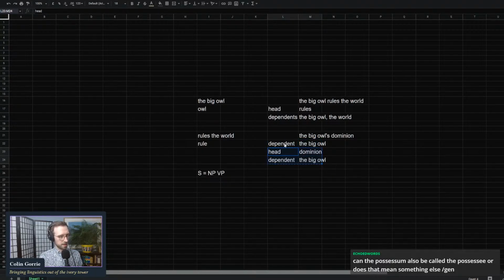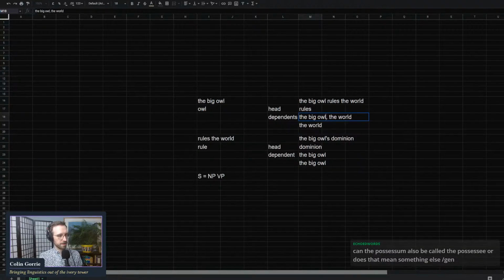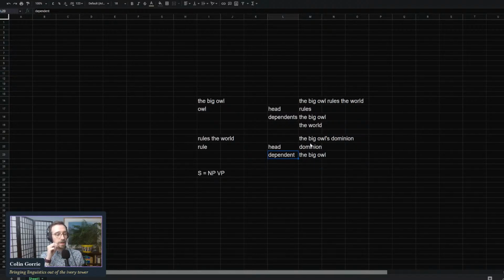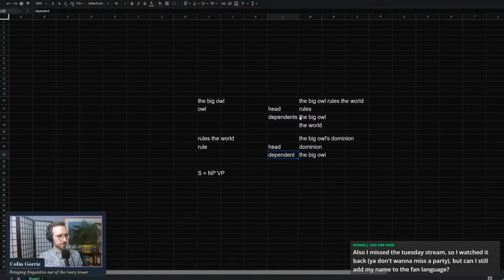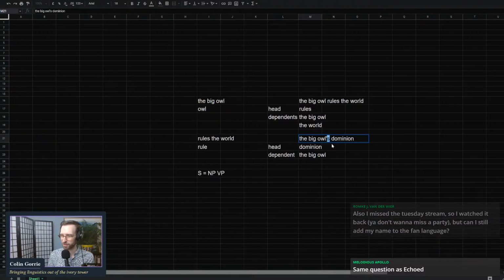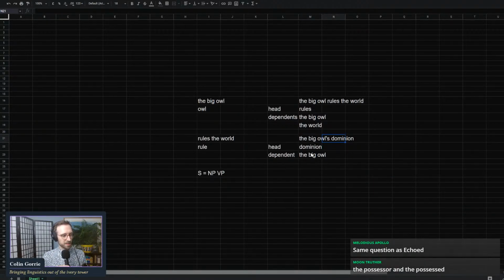I'll write that. I'll write these a little bit more clearly like this. So we have the big owl and the world. These are the dependents. Here we only have one dependent, the big owl. So in both cases, the big owl is a dependent. Okay, and actually you can see the start of something that looks like case here, because note that to mark the fact that the big owl is a possessor, we have this z morphology on there. So we're signaling the relationship of the dependent, which is the big owl, to the head.